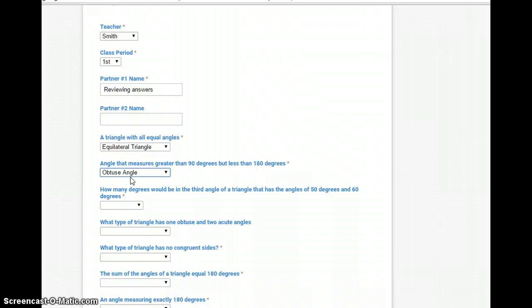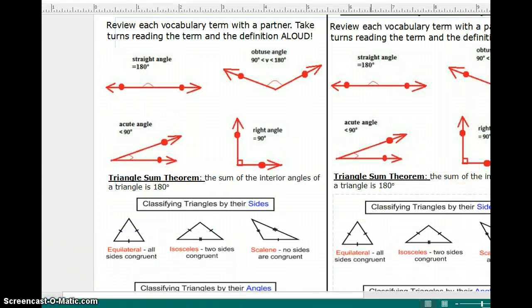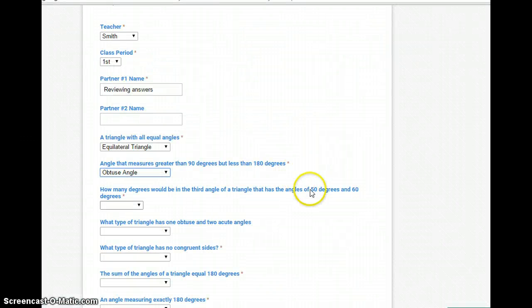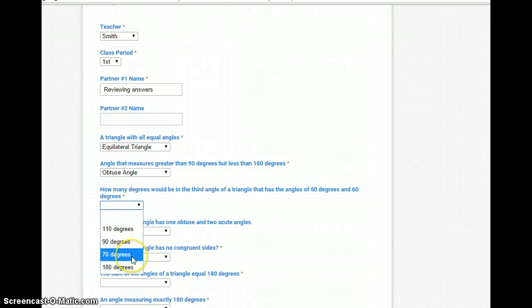How many degrees would be in the third angle of a triangle that has the angles of 50 degrees and 60 degrees? This was a lot of confusion for people. A lot of people added them and said 110 degrees, but it's asking for the third angle in a triangle. If you look at your review sheet, a lot of people missed the part that says the triangle sum theorem. The sum of the interior angles of a triangle is 180. So if you know that you have two that are 50 and 60 and you add them together and get 110, 110 from 180 would be 70 degrees. You had to do some subtraction there.